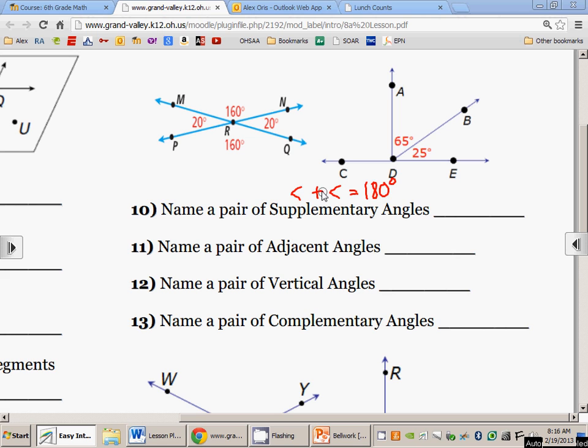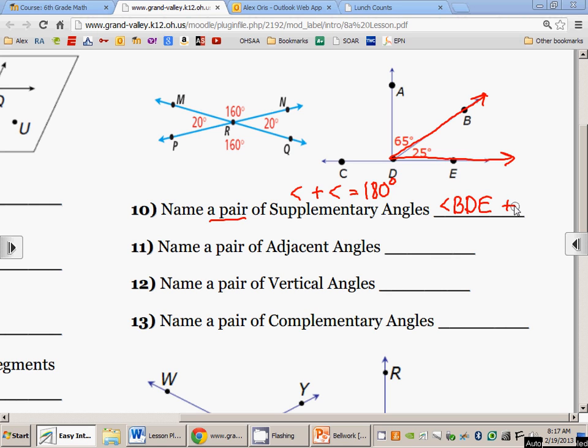Okay, let's start with BDE right here. I like that one so far. That's one angle. And notice how it says name a pair. Supplementary angles are two. Andrew gave us the first one, angle BDE. And what's the other angle that's going to make a straight line with that one?